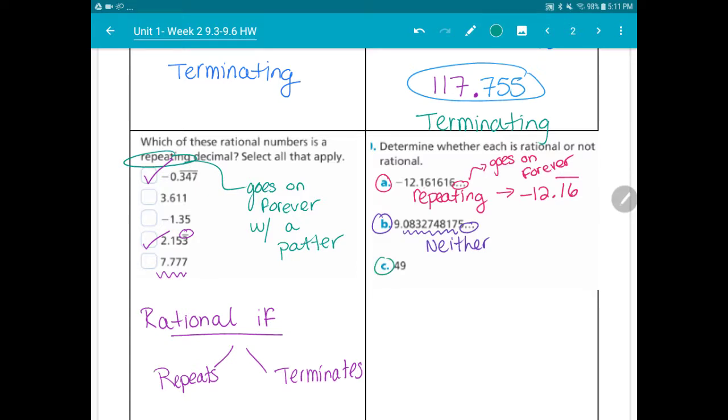And then lastly, C is just 49. That's a whole number. So when it's a whole number, I could also write it like this with a 0.0 at the end. This tells me that it is terminating. All whole numbers are terminating.